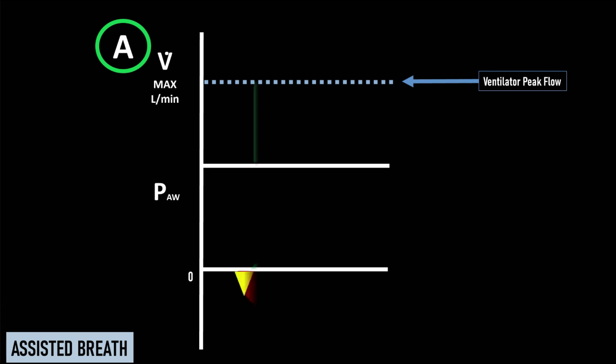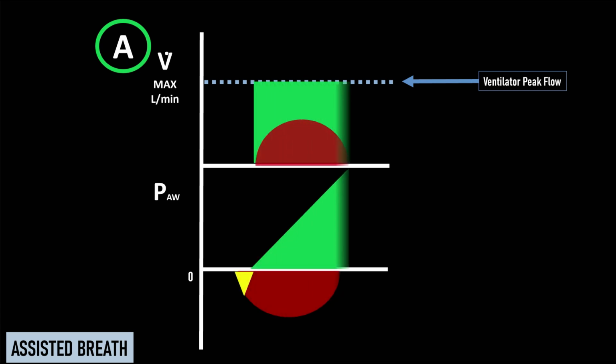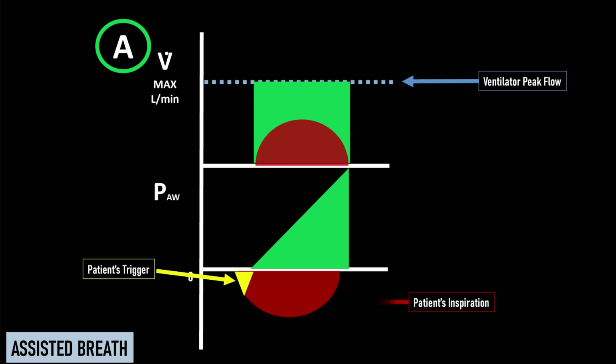On the top here is flow and on the bottom is pressure. Let's start with volume assist control. As we're discussing volume control, I must insert a peak flow rate, the blue dashed line. The patient triggers a breath, and let's work our way around the picture. Everything in red or yellow is patient effort. So the patient triggers the breath, and they do this as part of their own inspiration. The ventilator then generates a flow of gas that pressurizes the airway.